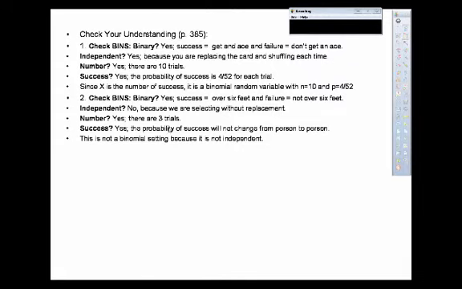Yes, there are 3 trials, and yes, the probability will not change from person to person. Actually.